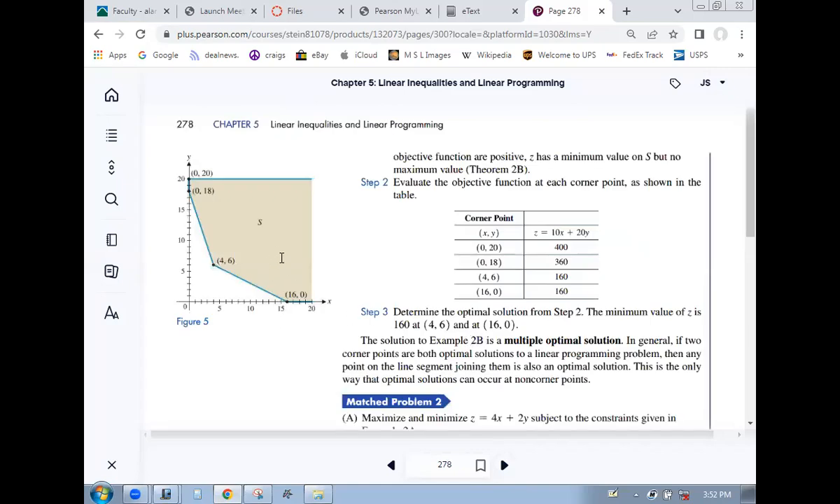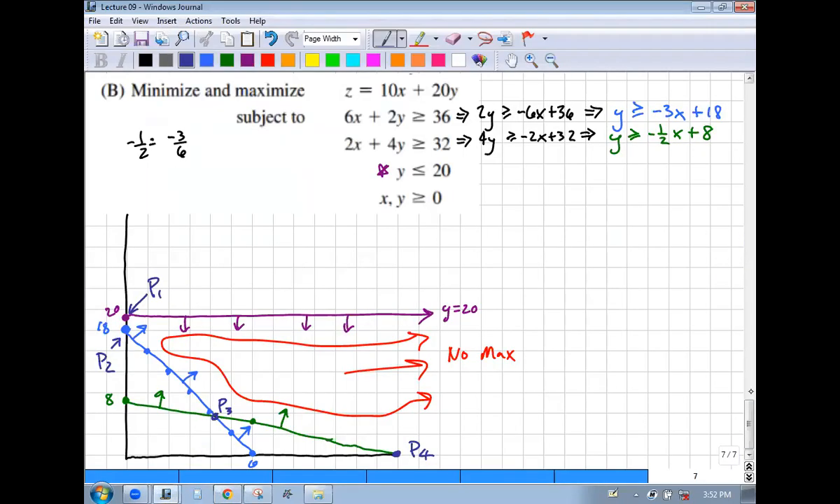Yeah, ours looks roughly like that, right? So let's go ahead and solve it. Let's go with P1 first. That one's easy, right? It's going through the point. The X value there is 0, and the Y value is 20. So let's see what Z is at point 1.